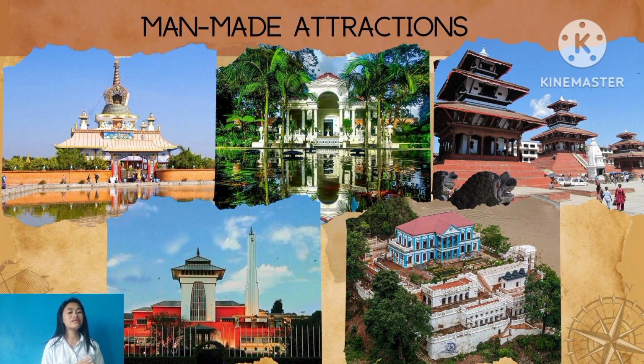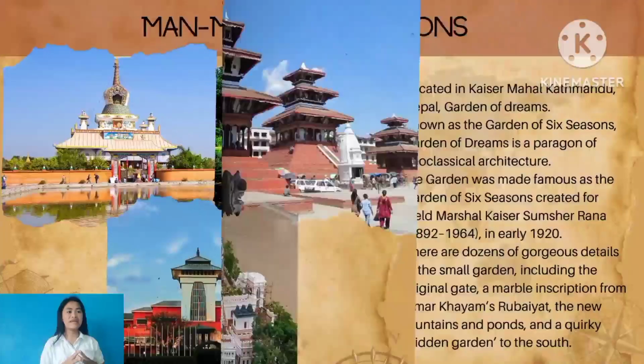So it was built in 1893 by General Shamsher Rana for his wife. It has been under ruin and disrepair for much of its existence because General Khadga was forced into exile in India in 1902. So now let's focus on the Garden of Dreams in Nepal.